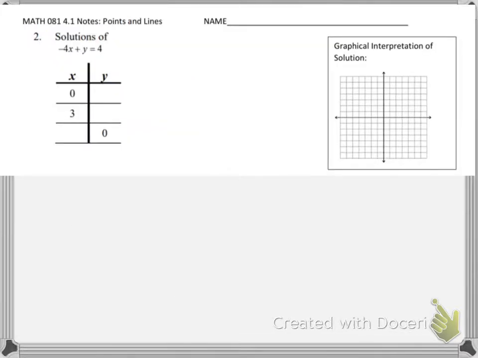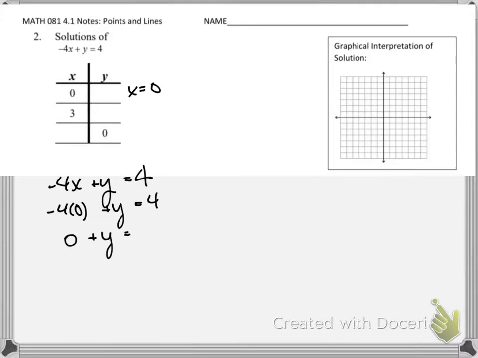Let's do another problem. So we have -4x plus y equals 4. In this first row, we let x be equal to 0, and we try to find what y is when that happens. So -4 times 0 is 0. 0 plus y equals 4. So that means y equals 4. If we want to, we can go ahead and graph that over here. So that would be our first point right there.